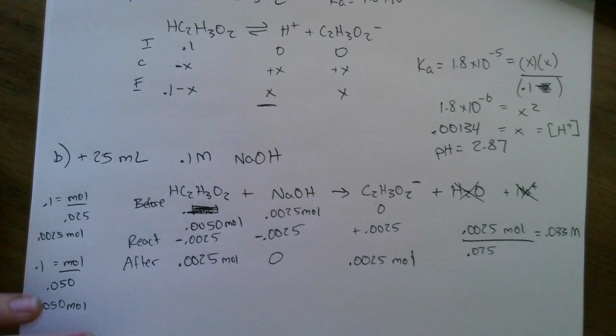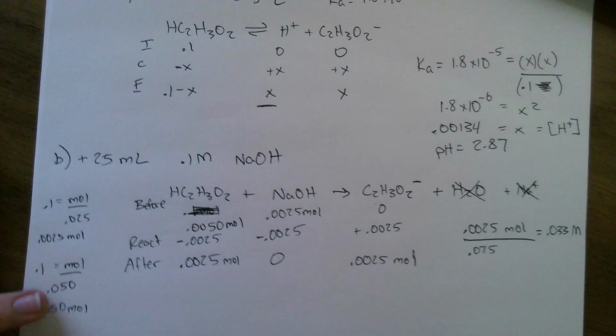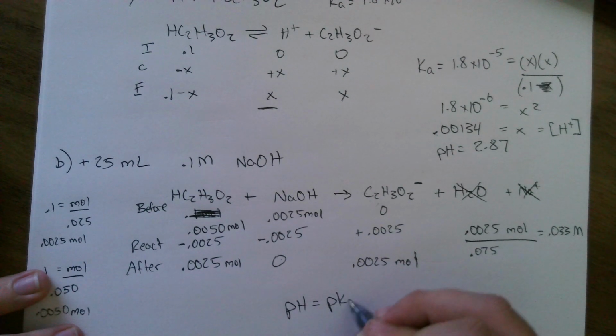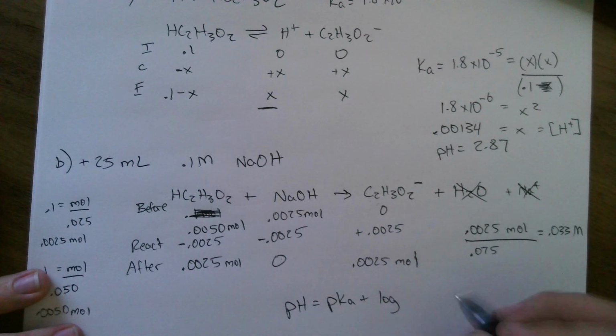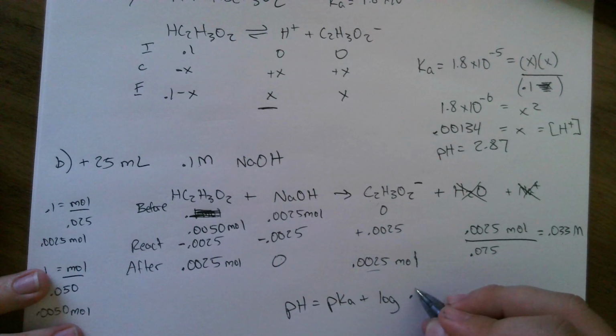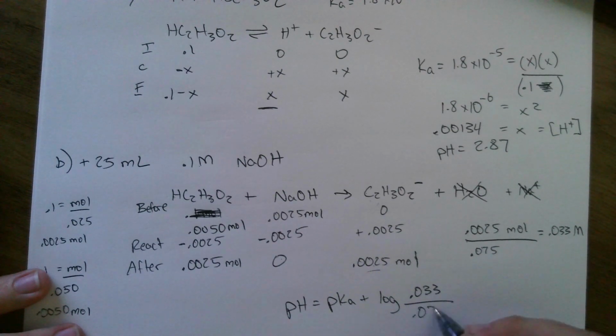.033 molar. And that's just the number for both of these. I was just being lazy and just did it once. pH equals pKa plus the log of base over acid. I have the same number, but this is the one that goes on top. 0.033, because that's its molarity, divided by 0.033.